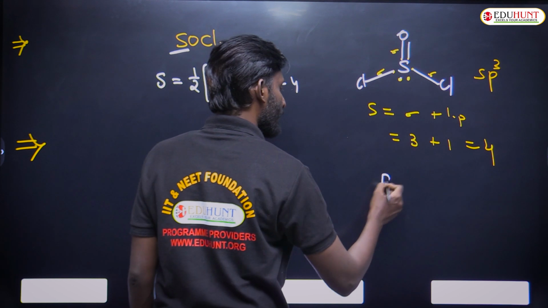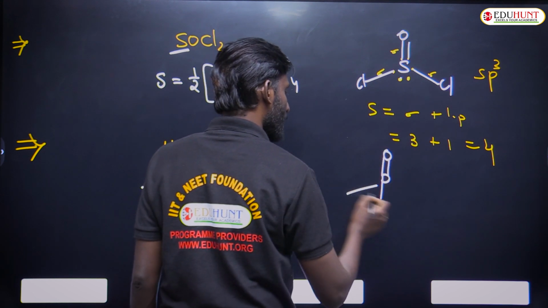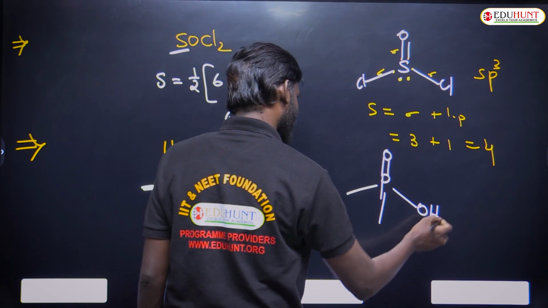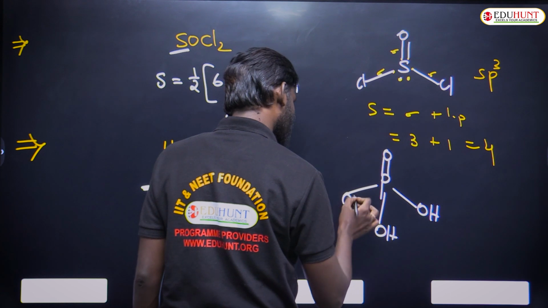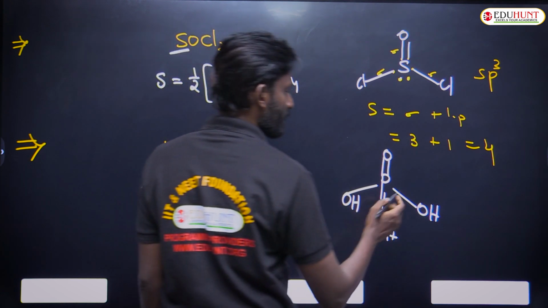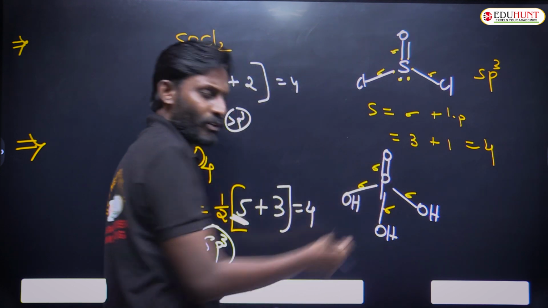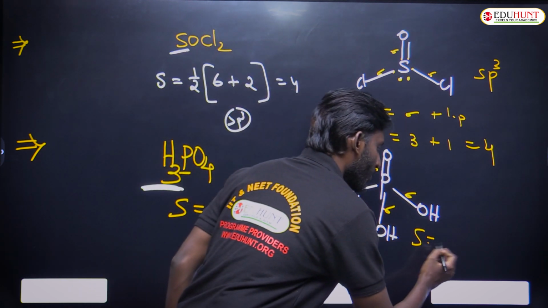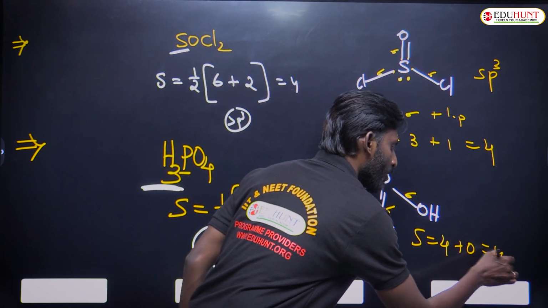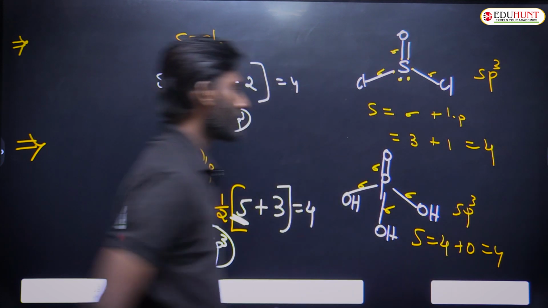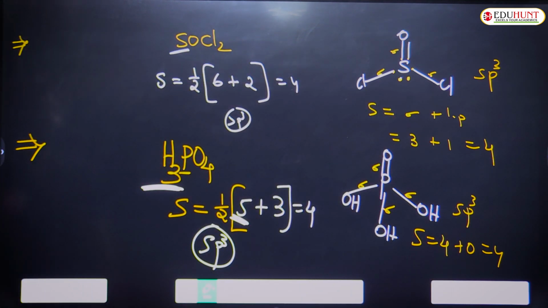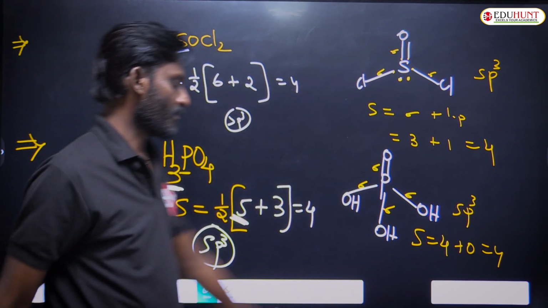Now, sir, what if you know the structure? The H3PO4 structure will be like this. Count the sigma bonds: sigma, sigma, sigma. In the double bond, 1 sigma, and you find no lone pair. So S is equal to 4 sigma plus 0, which is 4, sp3. The structure is also giving you the steric factor value 4. Are you getting it?